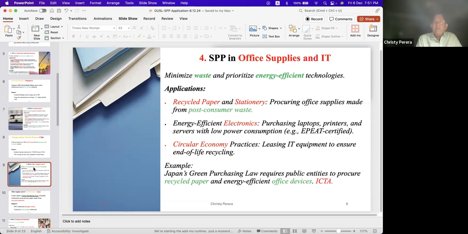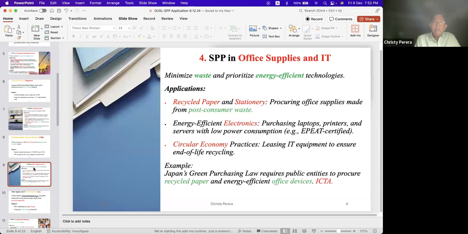And another application in office supplies and IT, a famous one, is circular economy. I explained to you last time, circular economy is something like recycling practices, or otherwise you will have to minimize the wastage. Therefore, that is also called circular procurement or circular economy practices. So you will have to ensure there is end of life recycling. Last time I explained all of this.